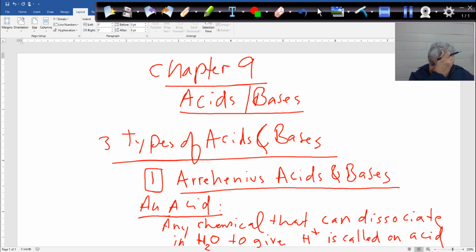Okay, so we'll now give you an example of Arrhenius with two. One is an acid, one a base, and the acid has to give you H plus, and the base has to give you OH minus. As I said, this is a highly limited definition, but still somewhere you have to start.